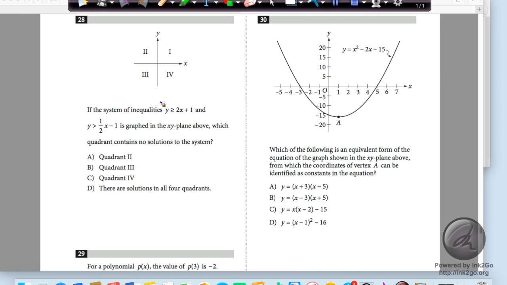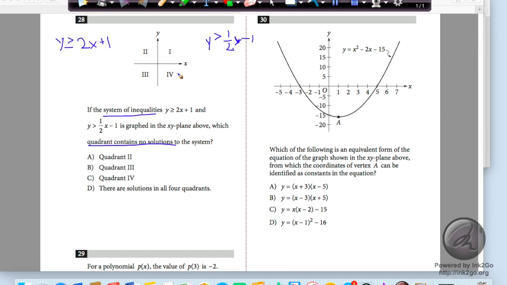Okay, question 28 looks to be a system of inequalities problem. I see a graph here asking about quadrants, and it says if the system of inequalities y is greater than or equal to 2x plus 1, so I'm going to very quickly write this down on the side, 2x plus 1, and y is greater than 1/2 x minus 1, so here I have 1/2 x minus 1, is graphed in the xy plane above, which quadrant contains no solution?